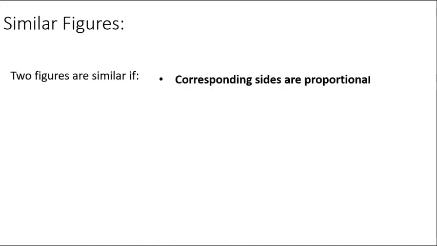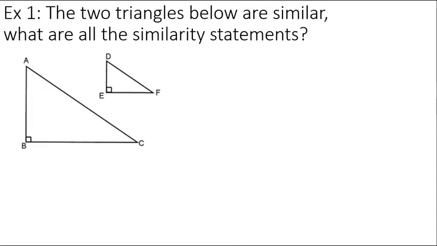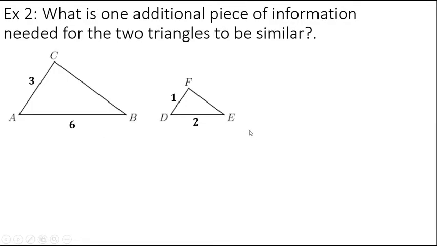First one says corresponding sides are proportional and corresponding angles are congruent. So long as those two things are met, the two figures are similar. Okay, so next thing says, what is one additional piece of information needed for the two triangles to be similar?